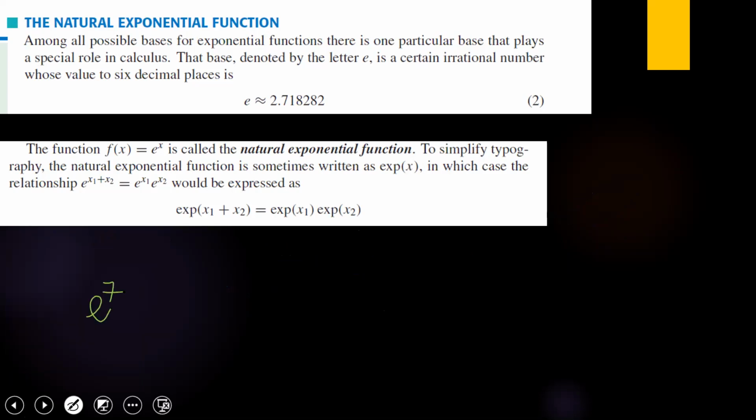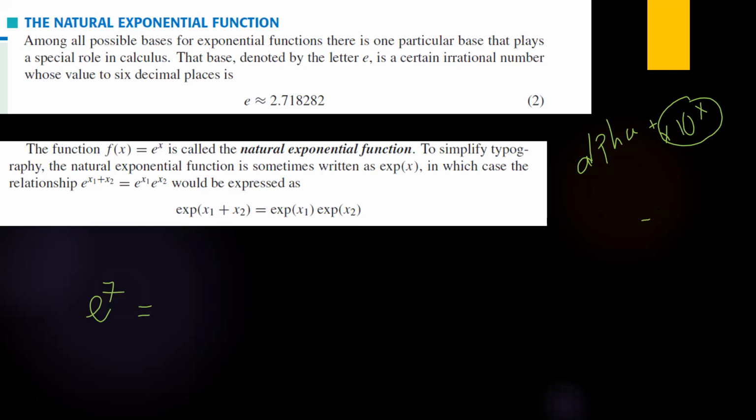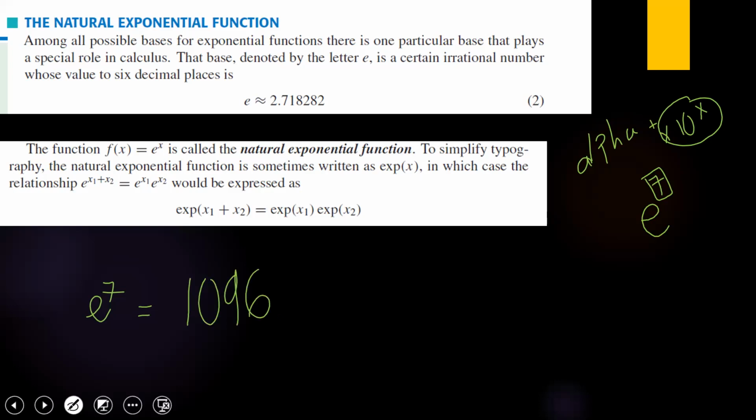Can you repeat, please? 96 E to the power 7. What do you have to do? On your calculator, press Alpha, then press this button, which is times 10 to the power x. When you press Alpha with 10 to the power x, you have E. Then say E to the power 7. What is your answer? 1096.63. Bravo. This is for the natural exponential function.